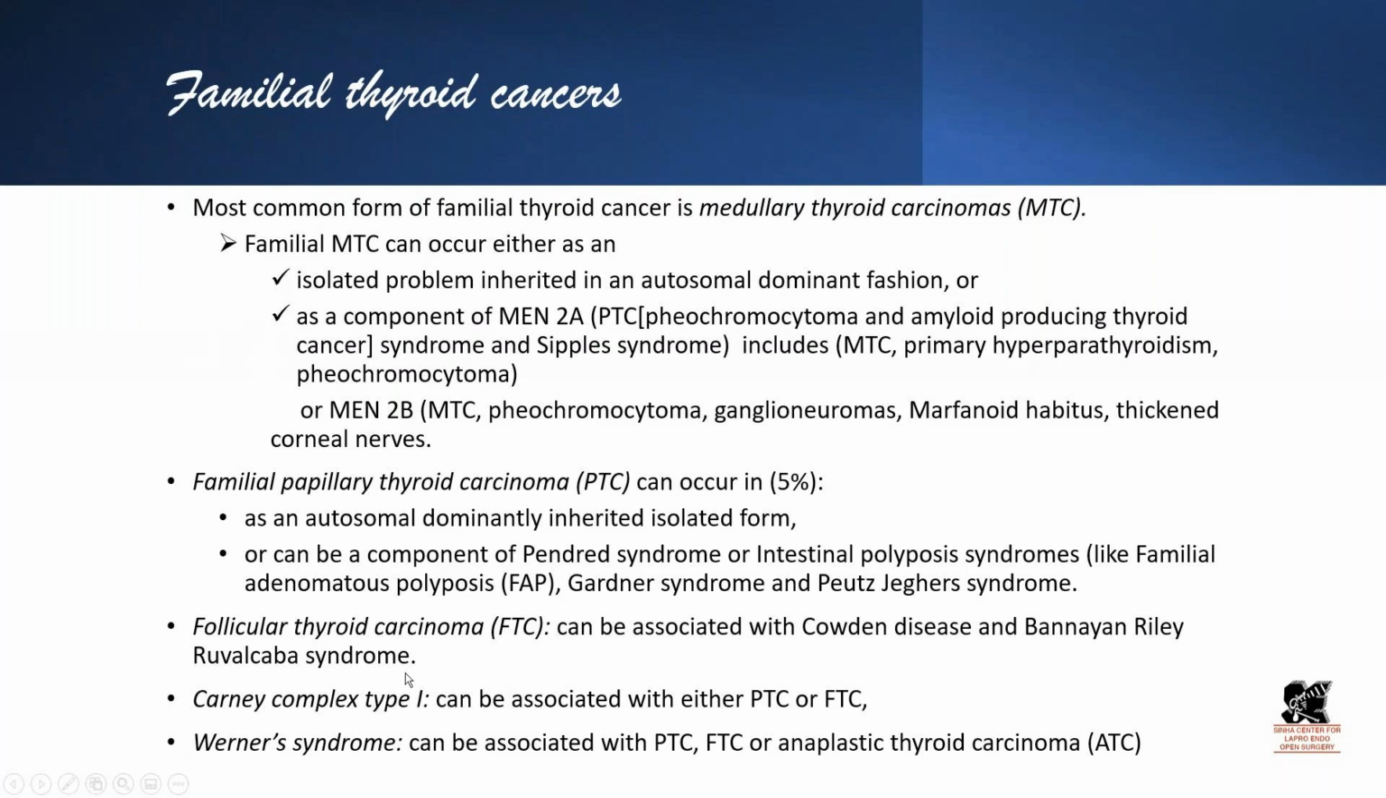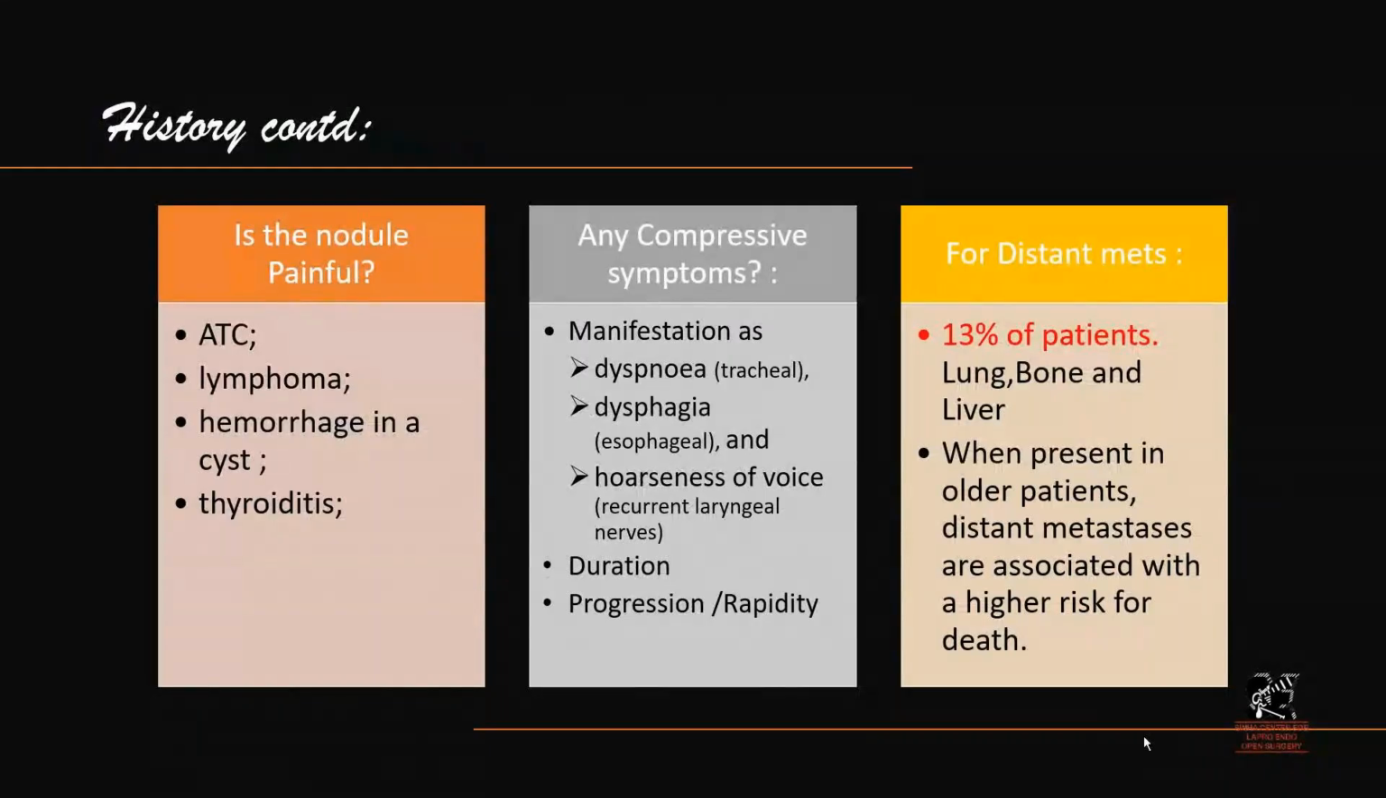The Carney complex type 1 can be associated with either a PTC, which basically means a papillary thyroid carcinoma, or a follicular thyroid carcinoma. Werner syndrome, papillary, follicular, or anaplastic thyroid carcinoma. So you have a whole range of familial thyroid cancers, and that history has to be elicited from that particular patient.